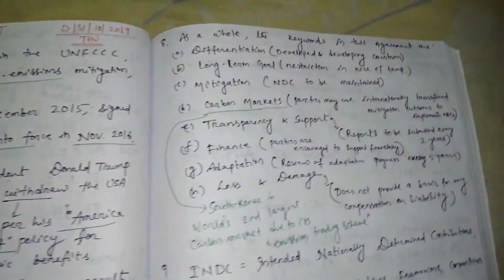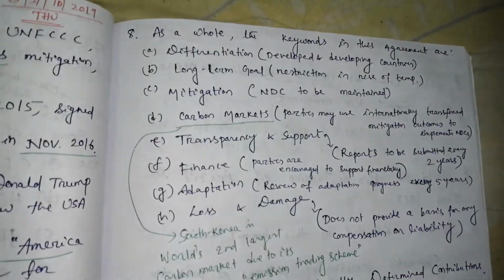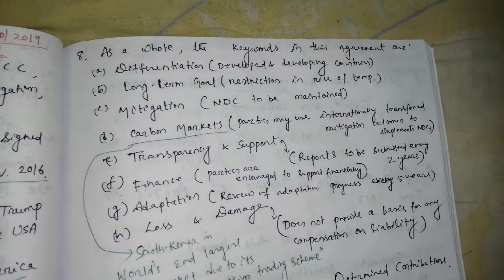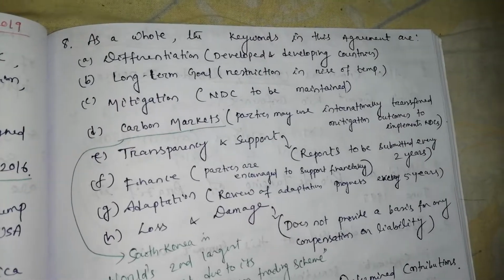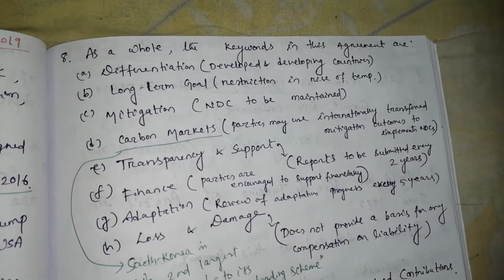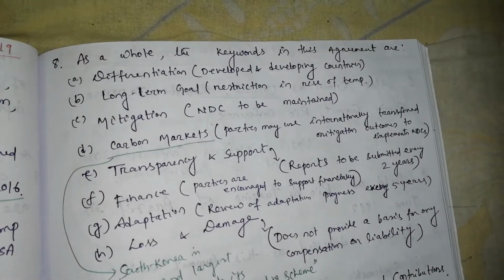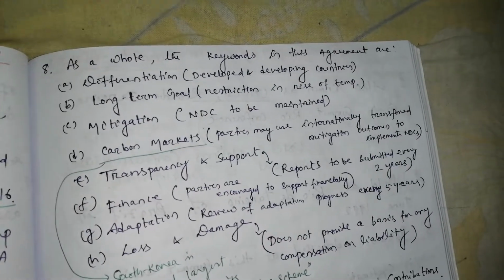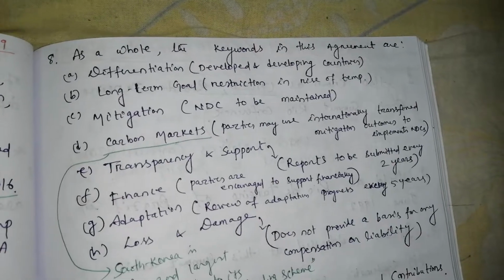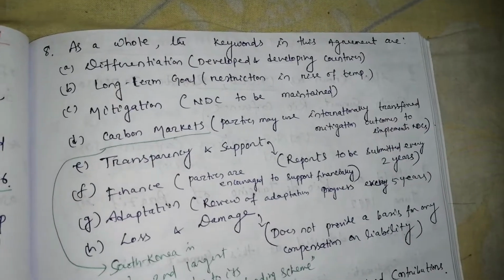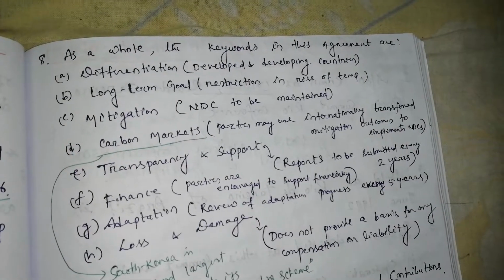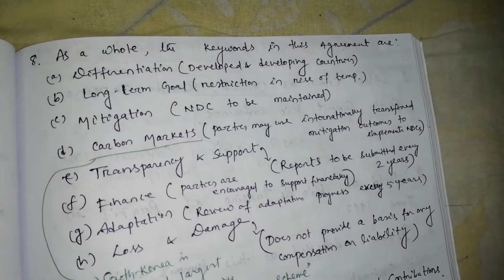Okay. Point number 8. As a whole, the keywords in this agreement are: A. Differentiation. Differentiation means the difference between developed and developing countries. That means different targets are provided to developed countries and different targets are provided to developing countries.